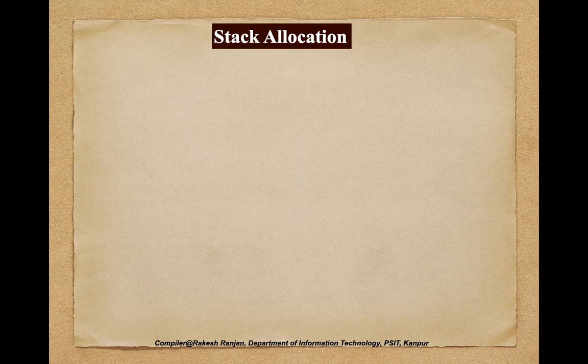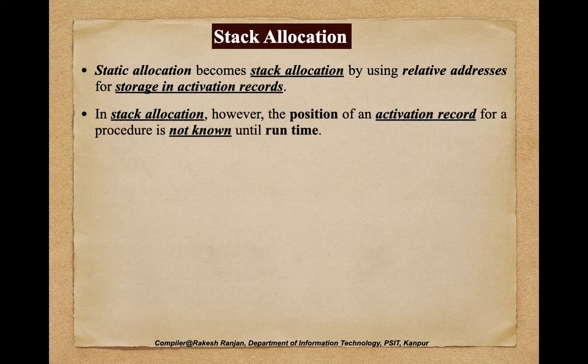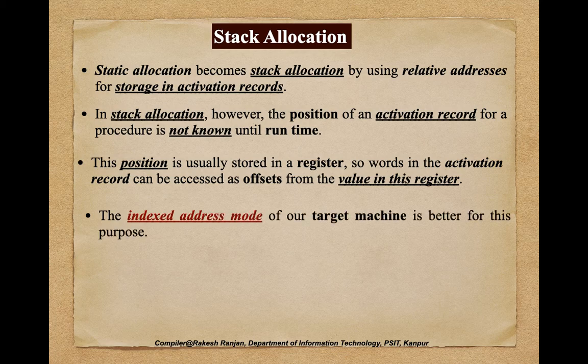The next topic is stack allocation. Static allocation becomes stack allocation by using the relative address for the storage in the activation record. In stack allocation, however, the position of the activation record for a procedure is not known until runtime. This position is usually stored in a register, so words in the activation record can be accessed as offsets from the value of this register. The indexed address mode of our target machine is better for this purpose.